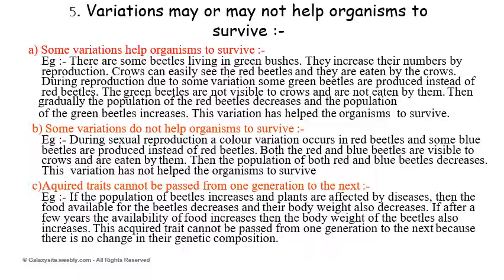Acquired traits cannot be passed from one generation to the next generation. For example, if the population of beetles increases and the plants are affected by diseases, then the food available for the beetles decreases and their body weight also decreases. If after a few years the availability of food increases, then the body weight of the beetles also increases. This acquired trait cannot be passed from one generation to the next because there is no change in their genetic composition.